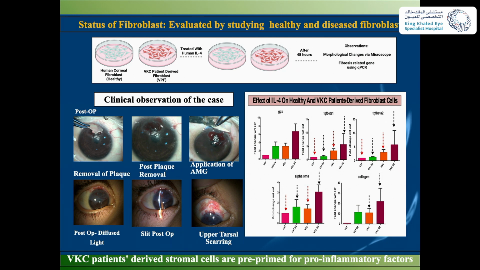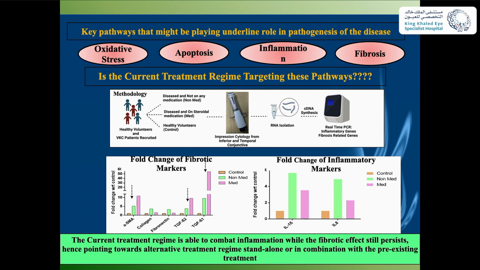pre-primed for pro-inflammatory factors. This is a patient undergoing an AMG for shield ulcer, and we took a small corneal piece and sent it to the lab, and then we are trying to understand which are the pathways and how these mechanisms work, and similarly we are developing this model in mice.